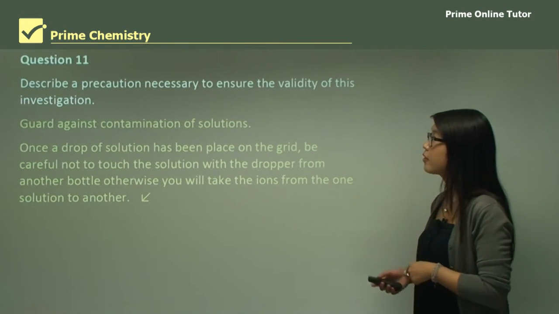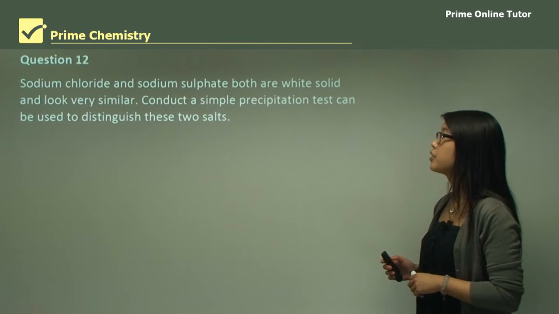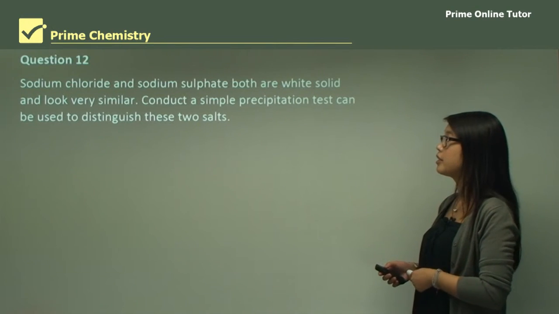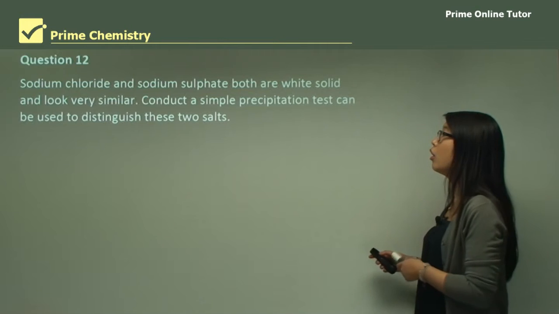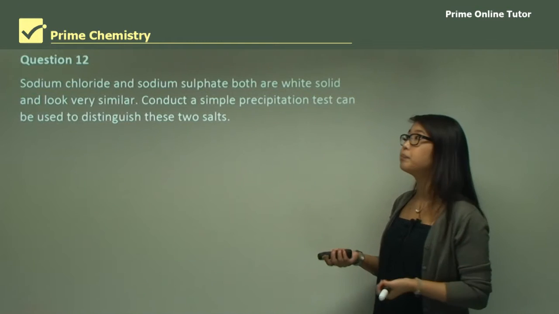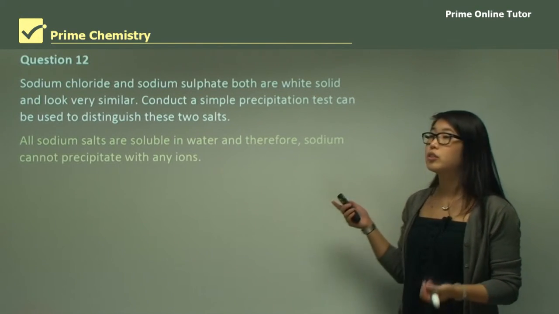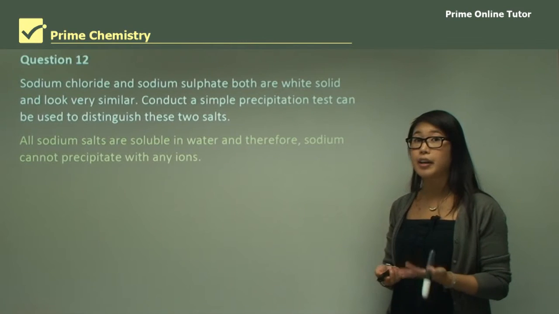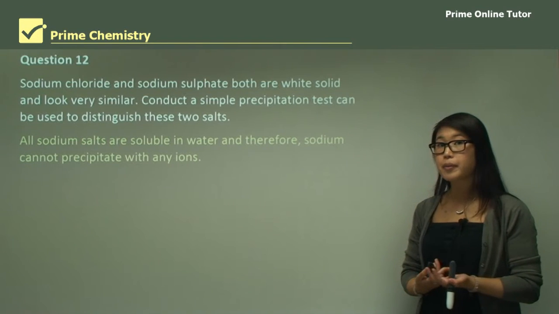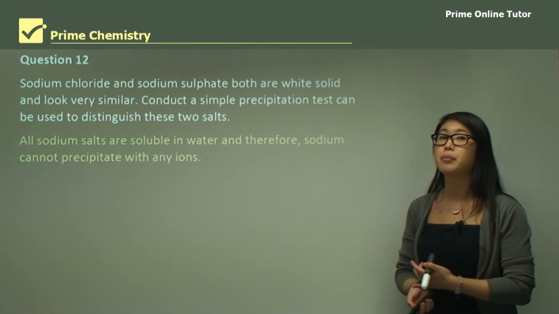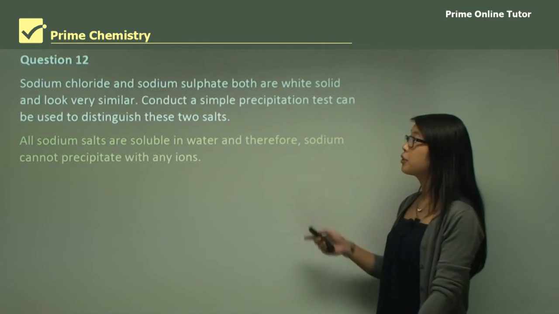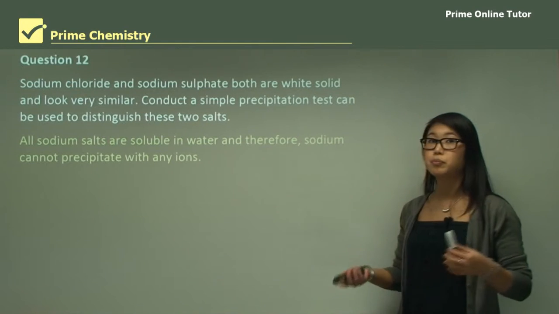Question 12: sodium chloride and sodium sulfate are both white solids and look very similar. Conduct a simple precipitation test to distinguish these 2 salts. We need to make sure that we can precipitate the ions out. We know that sodium is soluble in water. Any sodium compound is soluble in water because sodium is a group 1 element, and all group 1 compounds are soluble. So when we dissolve sodium chloride and sodium sulfate, they won't form a precipitate, they'll just go into aqueous solution.